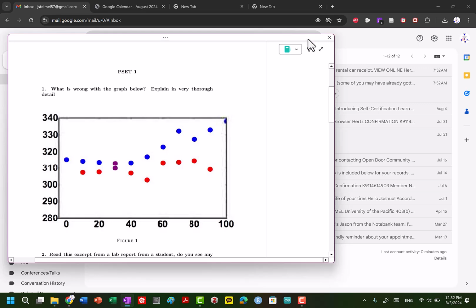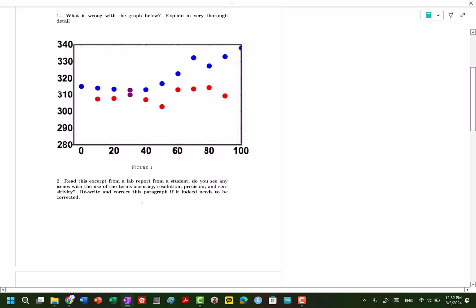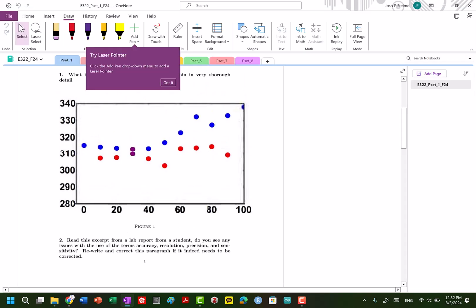Oops. Let's go ahead and maximize this. Put it back up here. Let's minimize just for a little bit. Let me get my pen.